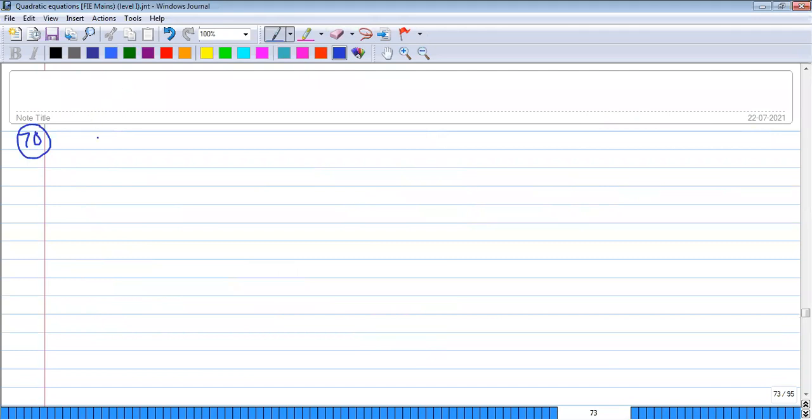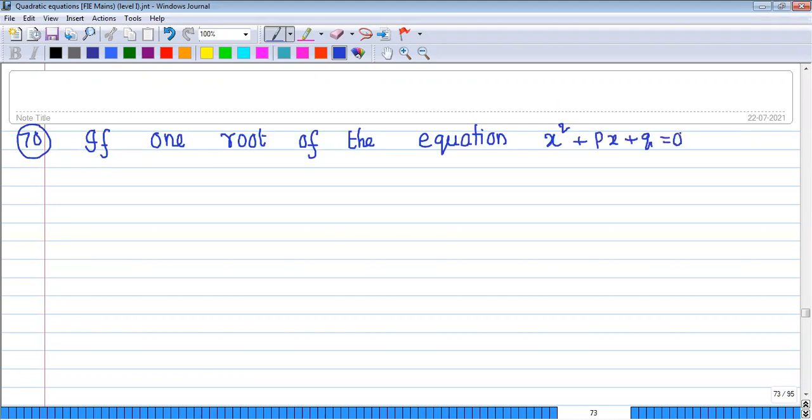Next question. If one root of the equation x square plus px plus q equals to 0 is the square of the other.